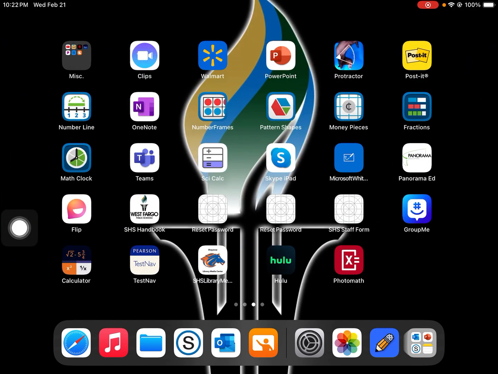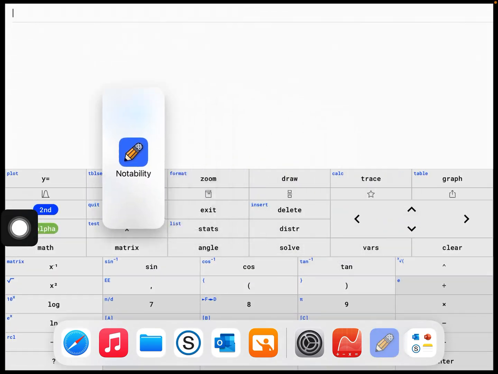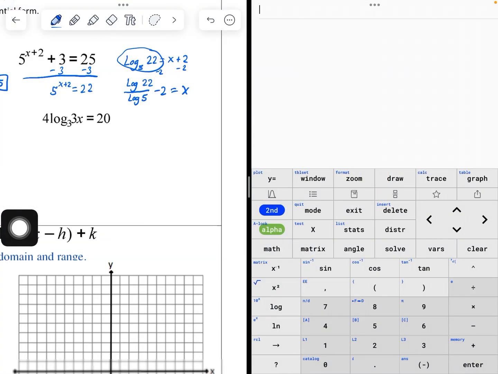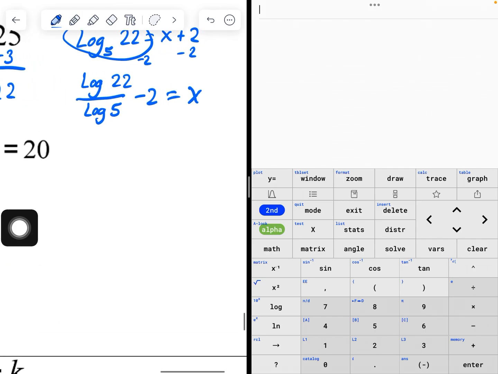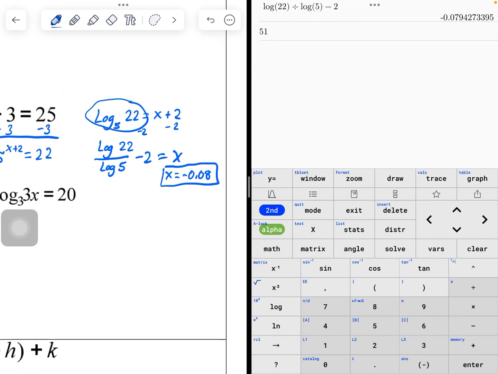Let me pull up my calculator here. All right, so log 22 divided by log of 5 minus 2, and then we end up with x equals negative 0.08 if we rounded to 2 decimal places on that one.